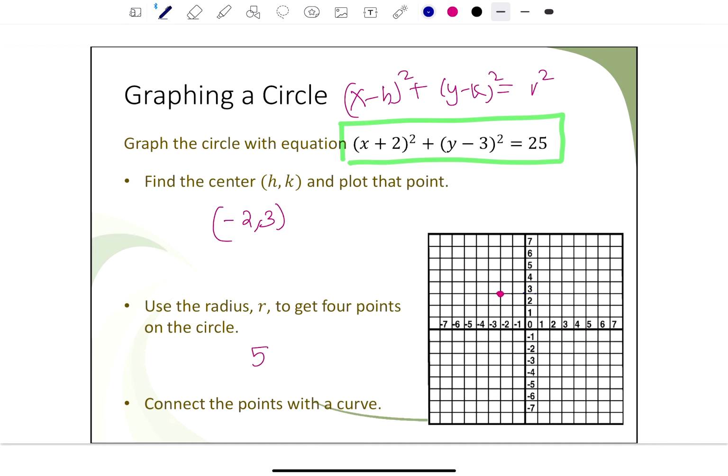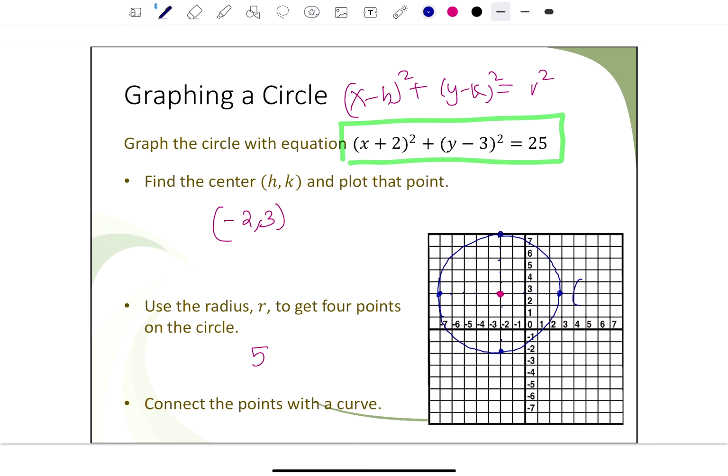1, 2, 3, 4, 5. And that's going to be our equation of the circle, a graph of the circle.